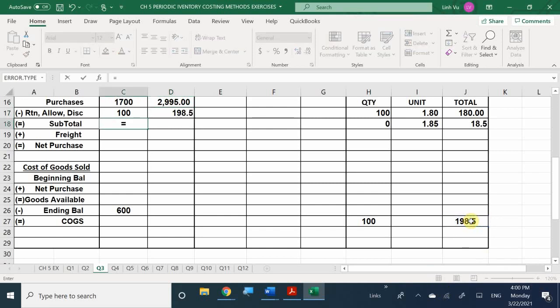Once again, we originally purchased 1,700, but we returned 100 items, so you should have 1,600 left. Okay, we started out with 2,995 worth of purchases. Subtract 198.50, we should have a total of 2,796.50 left. Okay.